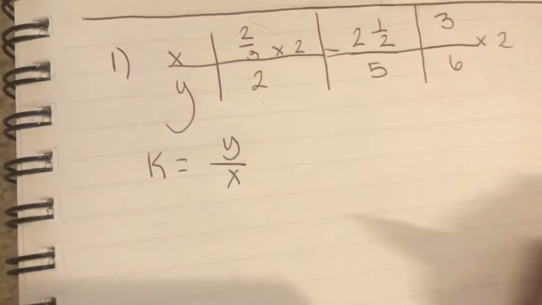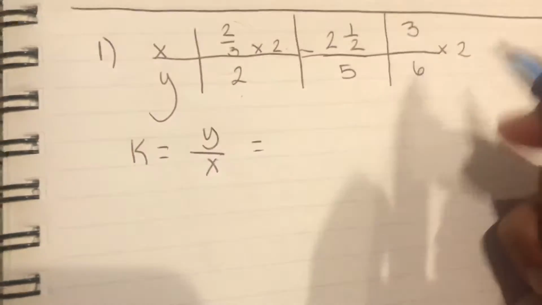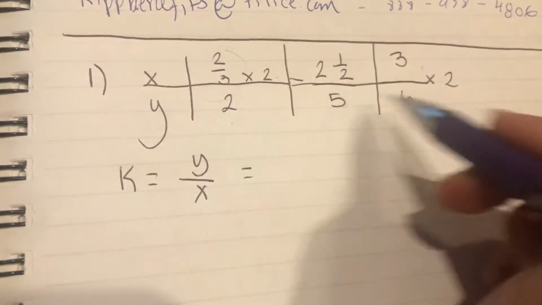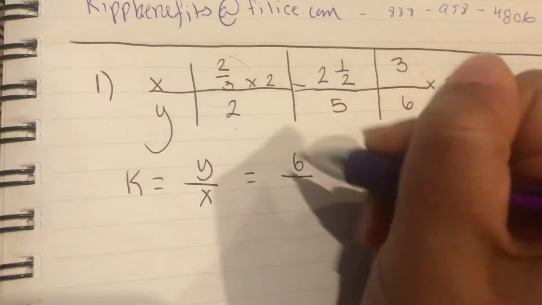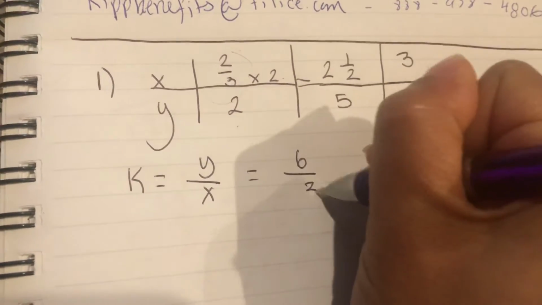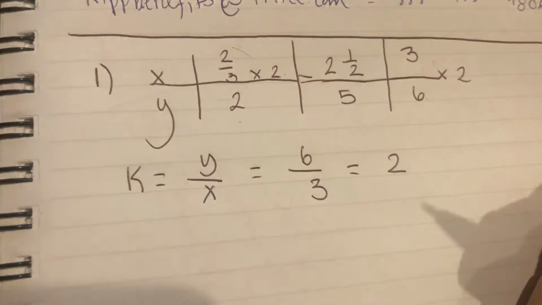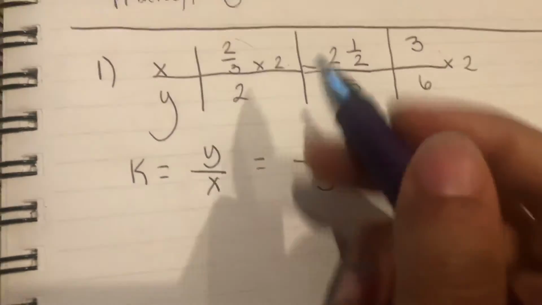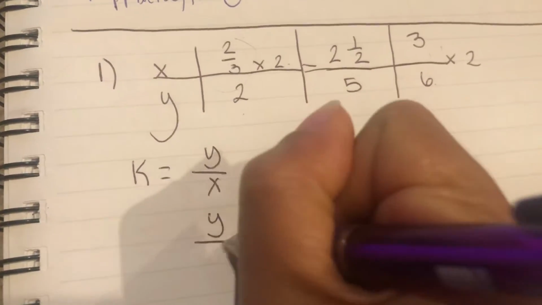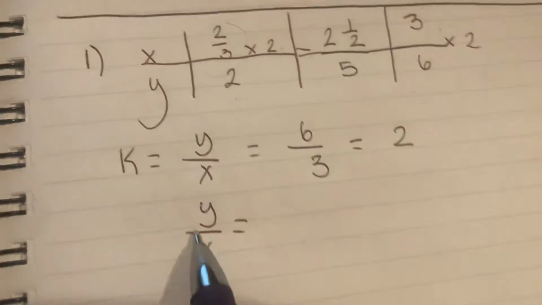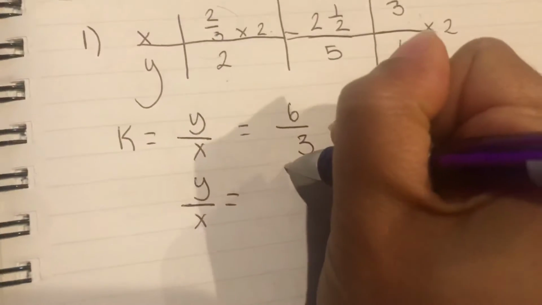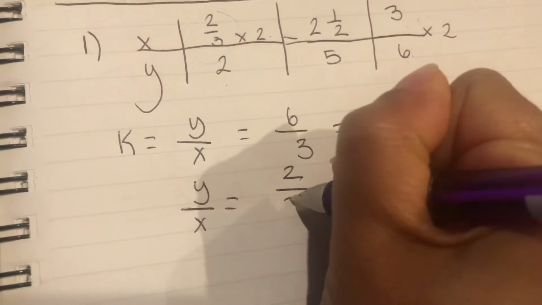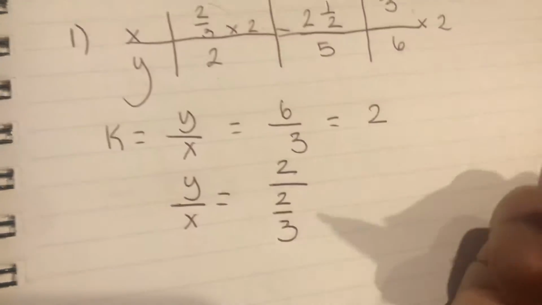Remember, your constant is always y over x, right? So for example, these 2 ratios, my y is 6, my x is 3, which means it's 2, because proportional relationships have the same ratio. So what I could do is, okay, I'm going to do 2 divided by 2/3, right?